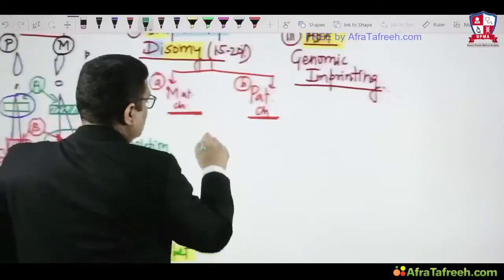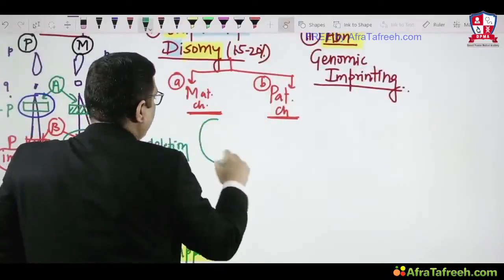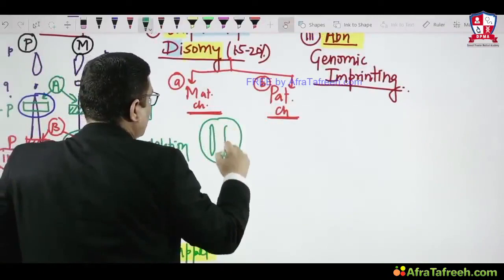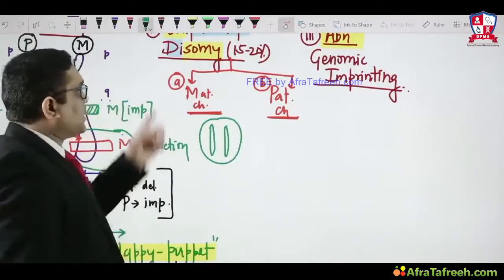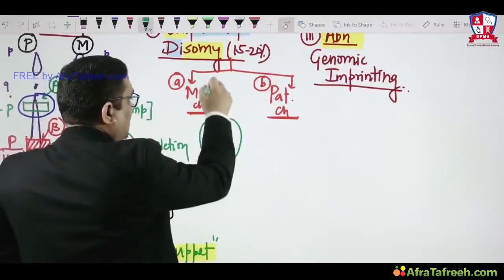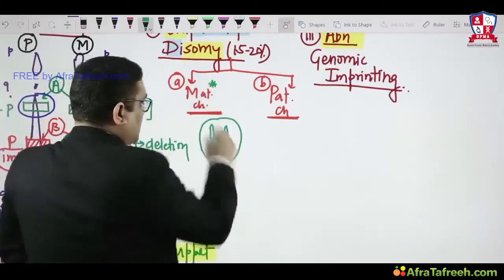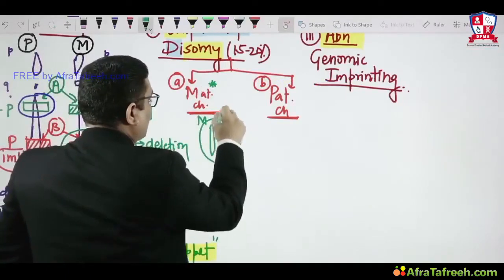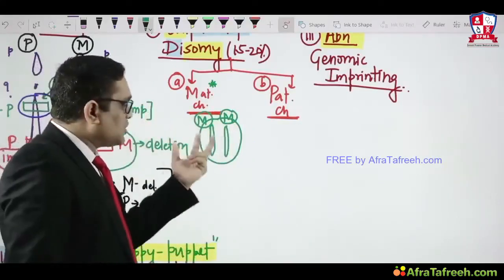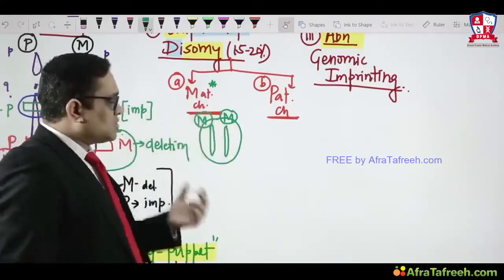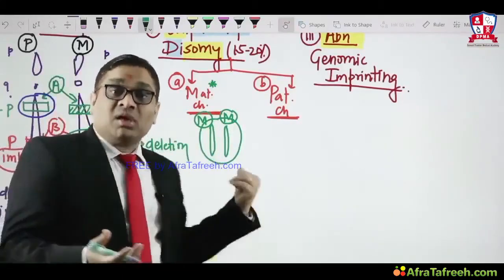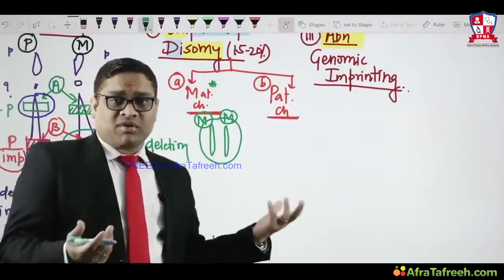Suppose I am showing you this is the cell, and in this cell there are two chromosomes. What is the meaning of uniparental disomy? It means both are from one parent, and in this case the parent is the mother. So both are maternal chromosomes. Uniparental, one parent has given both the chromosomes, here the mother. So this will behave like a deletion of the father, a deletion of the paternal chromosome.